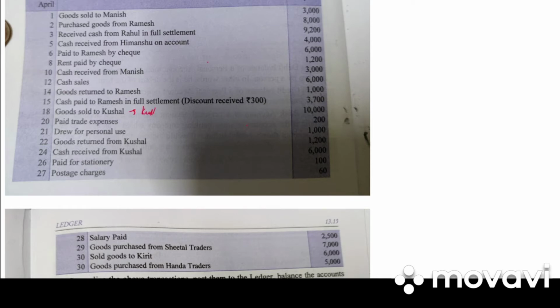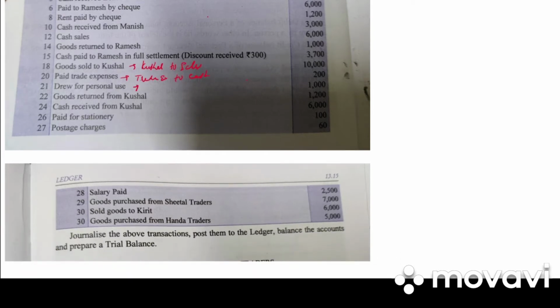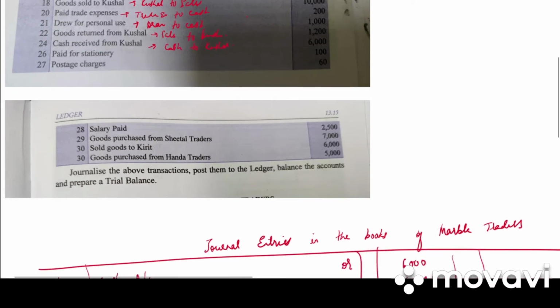Then we have sold goods to Kushal. Kushal to sales. Paid trade expenses to cash. Write down the narration. Paid trade expenses. Drew for personal use. Drawings to cash. Narration is cash withdrawn for personal use. Goods returned from Kushal. So sales returned to Kushal. Cash received from Kushal. Cash to Kushal. Narration cash received from Kushal.